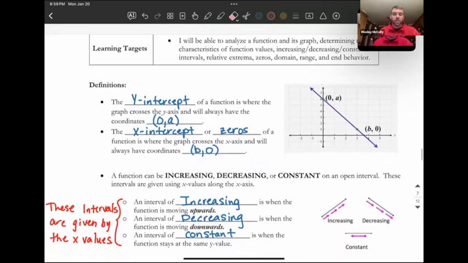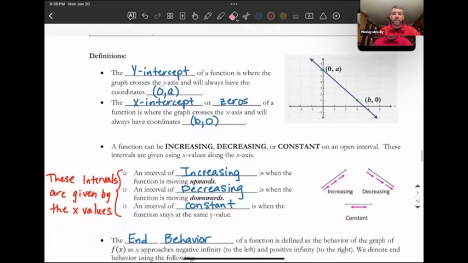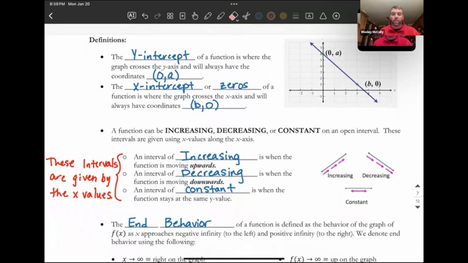A function can be increasing, decreasing, or constant on an open interval. These intervals are given using x values along the x-axis. An interval of increasing is when the function is moving upward. An interval of decreasing is when the function is moving downward. An interval of constant is when the function stays the same y value.